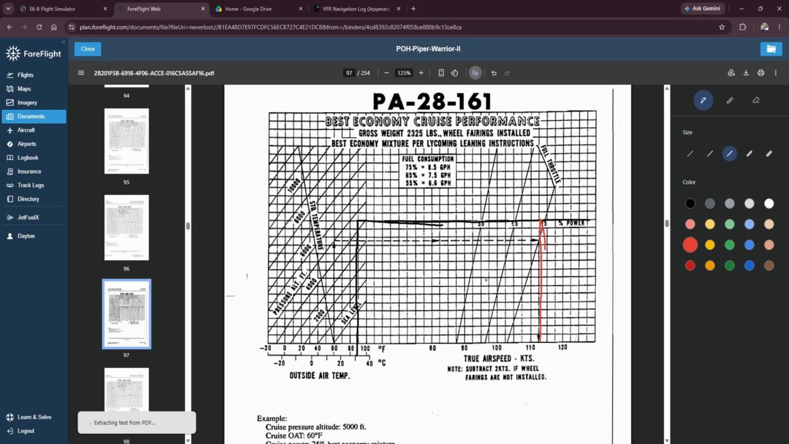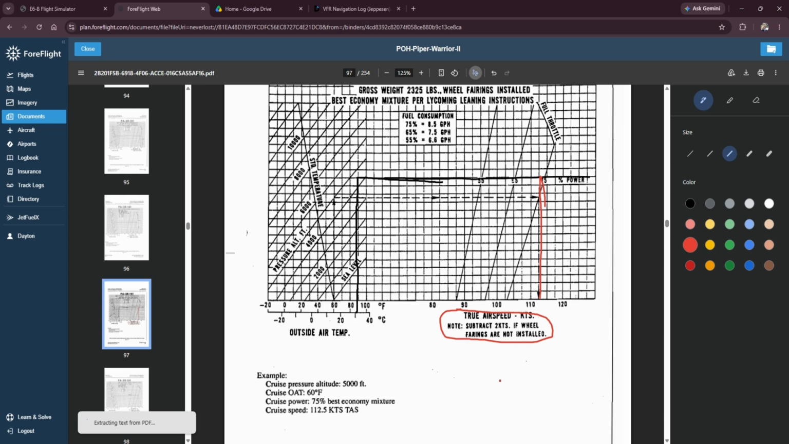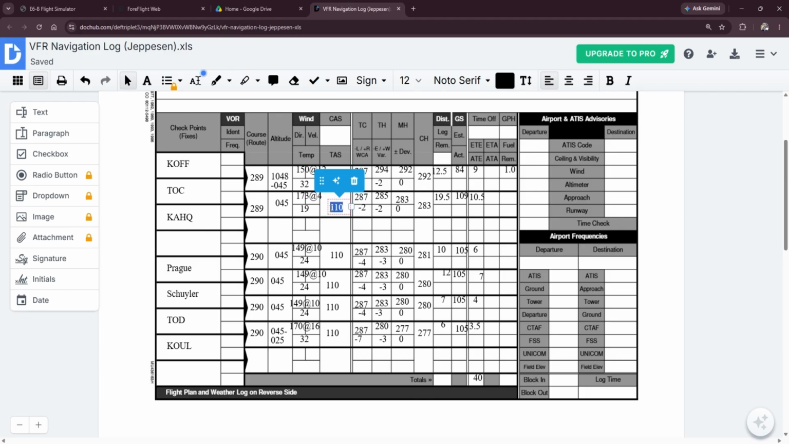Now, the important thing is you need to read the notes, right? I messed this up earlier. True airspeed knots, note, subtract 2 knots if the wheel fairings are not installed. Well, we do not have wheel fairings on the Warrior, right? So we need to subtract those 2 knots, right? So if we go back over here, you can see I have put 110 in, right? Because 112 minus 2 is 110, right? All the way through.